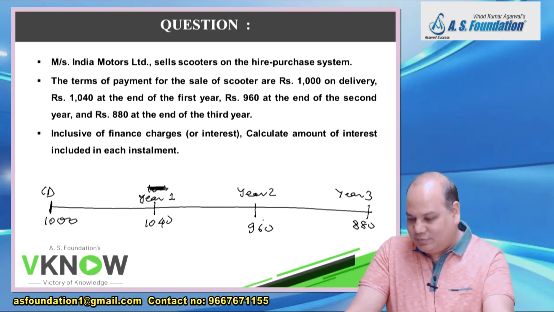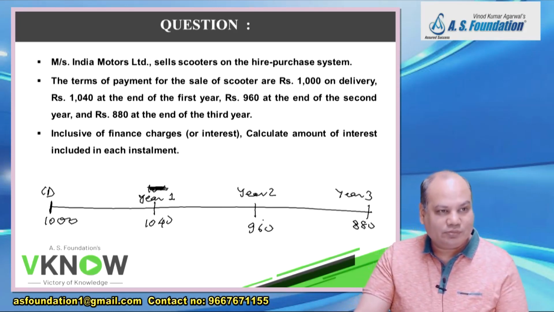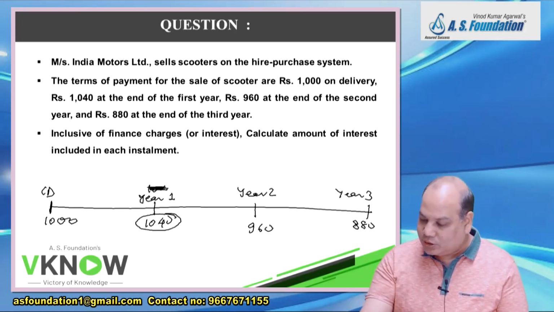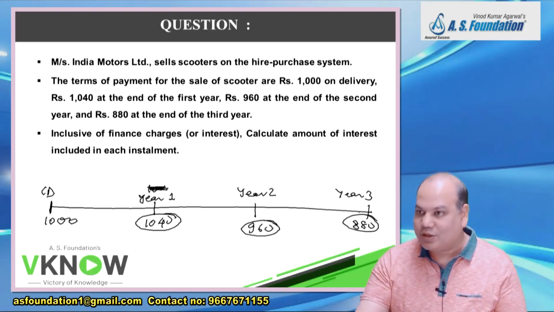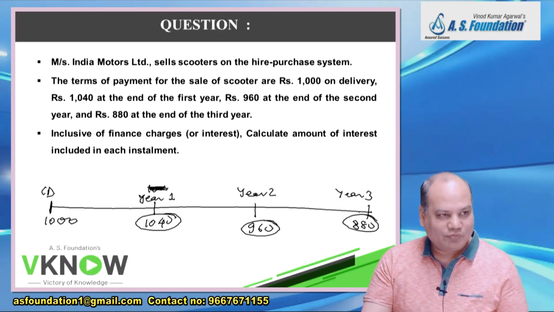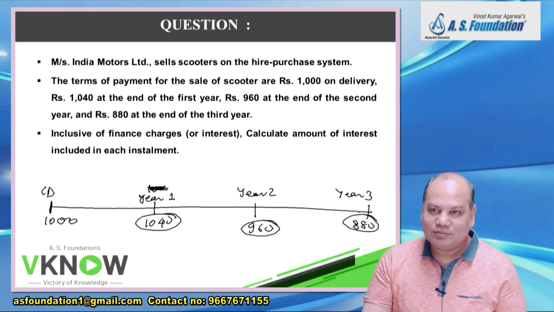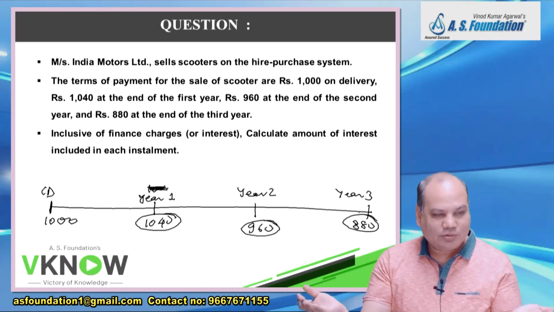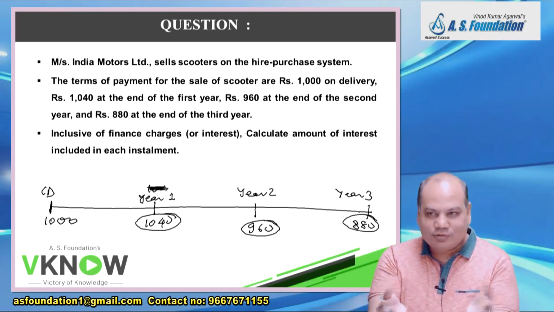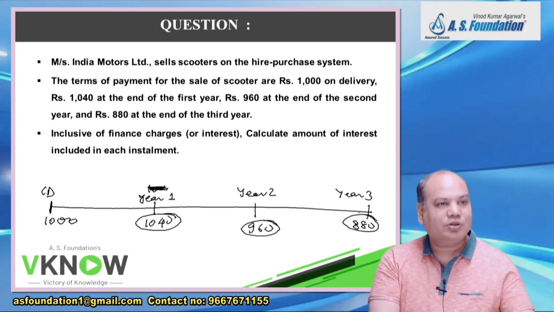This much only information is given, which means HP price is only given. Installments are given. And these installments are inclusive of finance charges. It includes interest. Calculate the amount of interest included in each installment. Now you can't apply IRR. To apply IRR you need cash price. How will you equate? I need to equate inflow and outflow, na? But I have not been given outflow figure here. So you cannot solve this question by IRR.